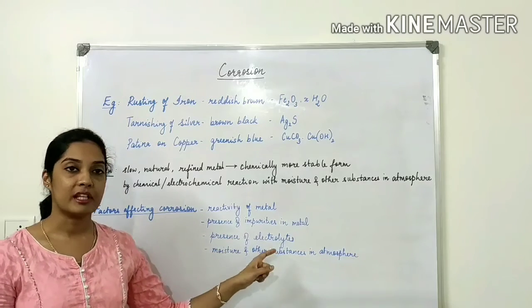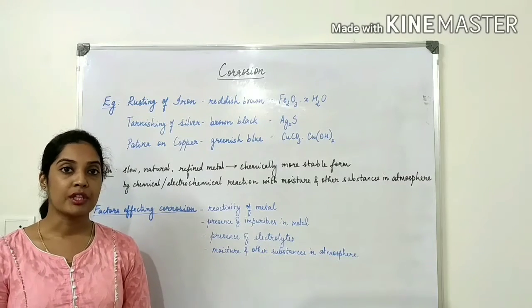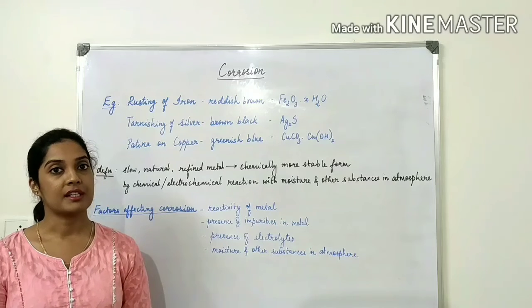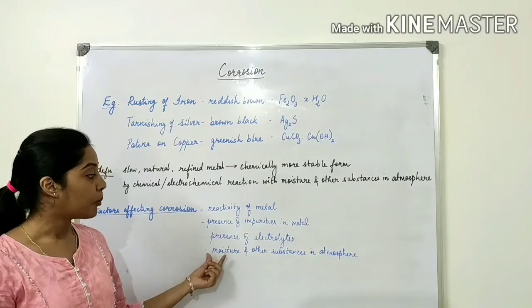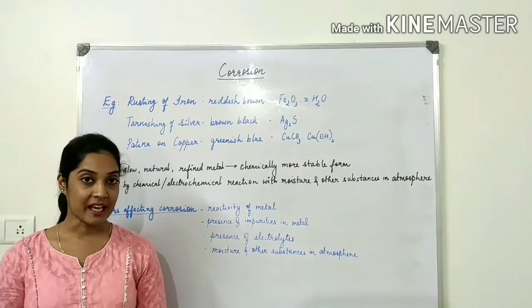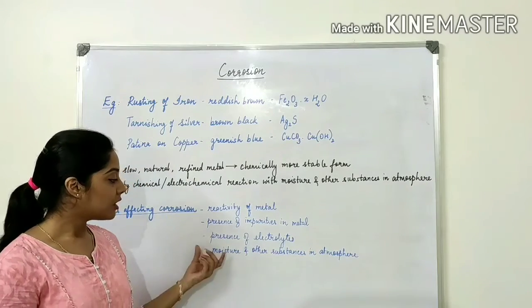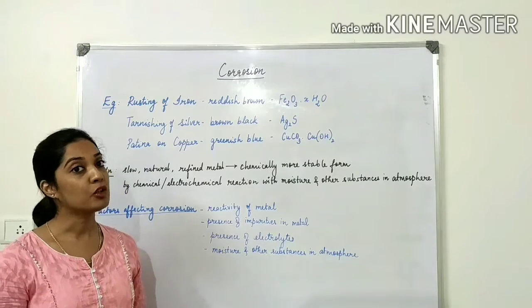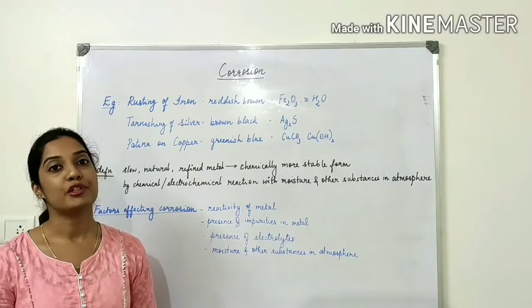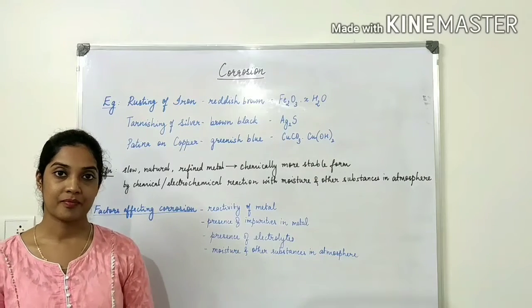Third, presence of electrolytes. It is found that iron rusts faster in saline water than in fresh water. Fourth, moisture and other substances in the atmosphere. It is found that iron will rust faster in humid coastal areas compared to drier inland areas.